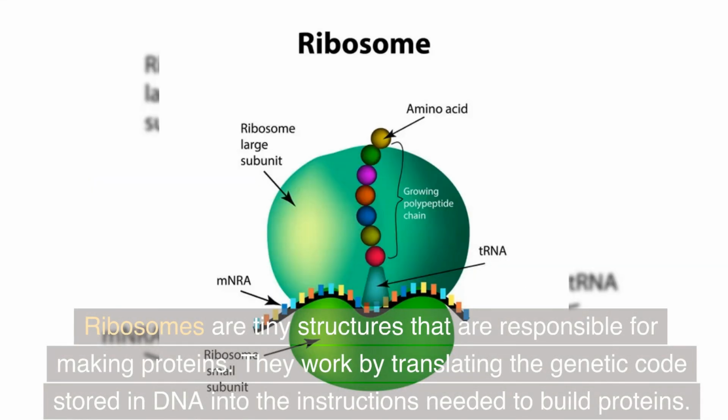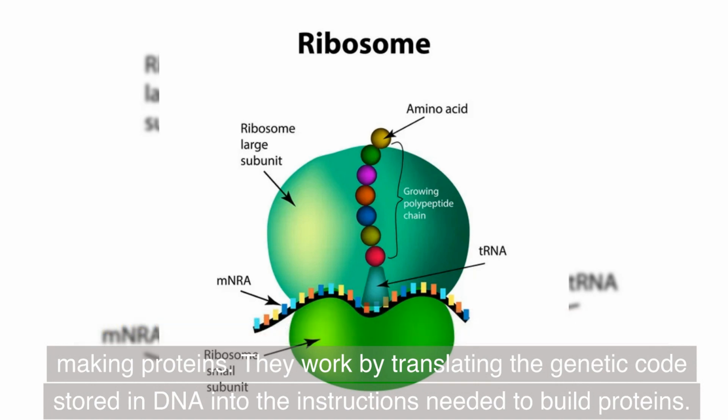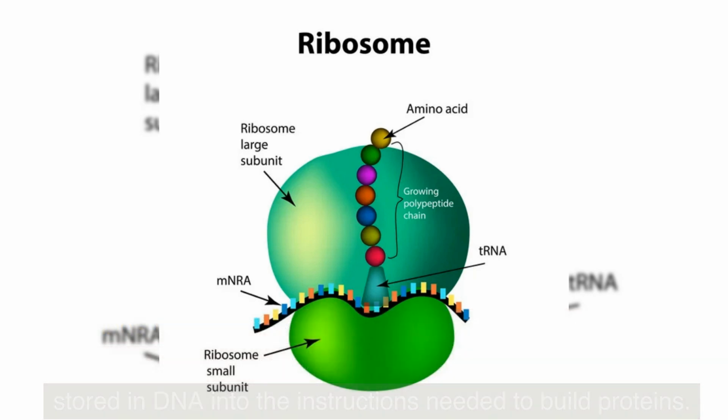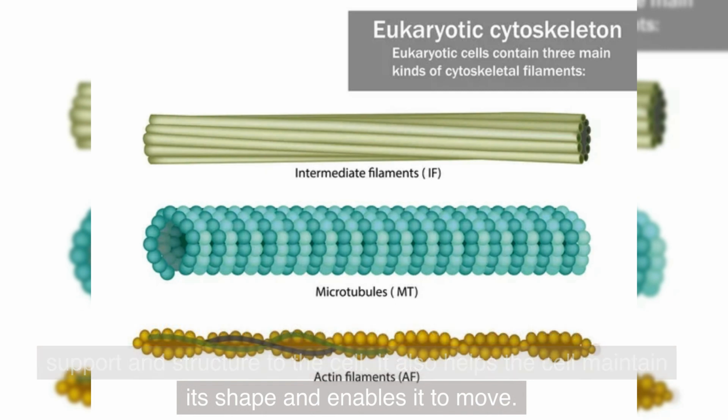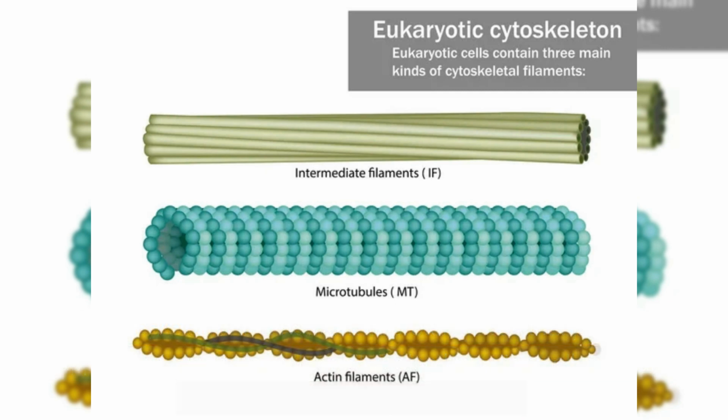Ribosomes are tiny structures that are responsible for making proteins. They work by translating the genetic code stored in DNA into the instructions needed to build proteins. The cytoskeleton is a network of protein fibers that provide support and structure to the cell. It also helps the cell maintain its shape and enables it to move.